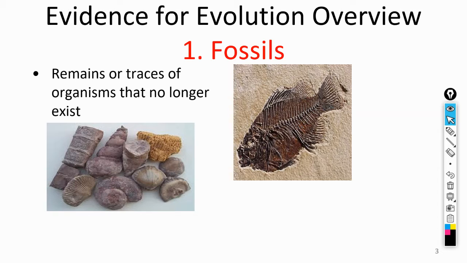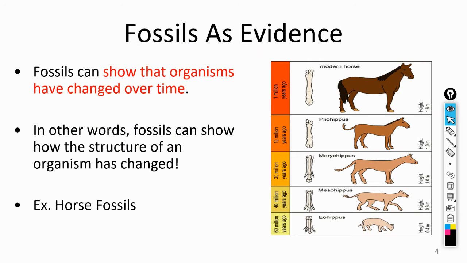So, fossils are remains or traces of organisms that no longer exist. Fossils can show that organisms have changed over time. In other words, fossils can show how the structure of an organism has changed. So if you look at the diagram on the right-hand side, this gives you an example of horses. Up at the top is our modern horse that evolved about 1 million years ago.